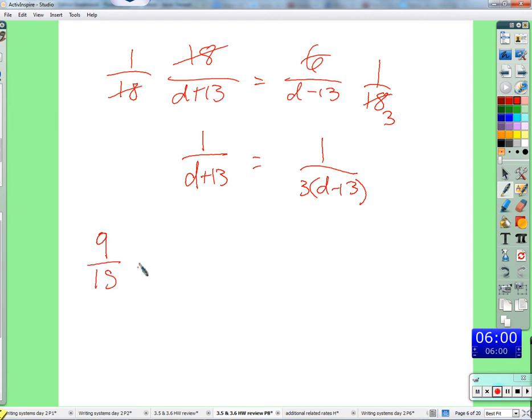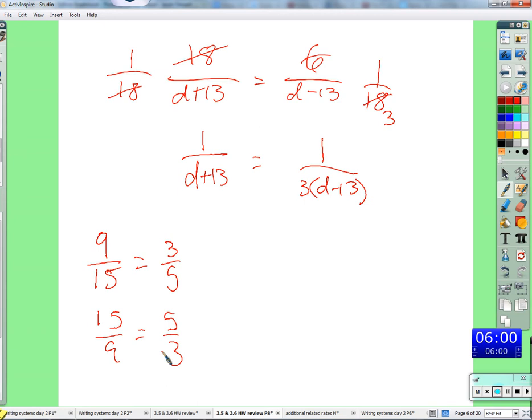9 15ths, what's that equal to? 18 30ths? Or let's go the other way. It gets smaller. 3 fifths. They're the same, right? 9 15ths equals 3 fifths. All on board? Sure? Nobody needs a minute to adjust to that? Okay, so 9 15ths equals 3 fifths, so does 15 over 9 equal 5 over 3? Yes.